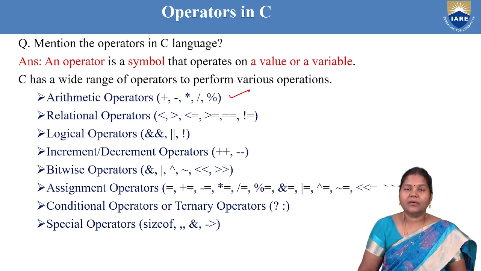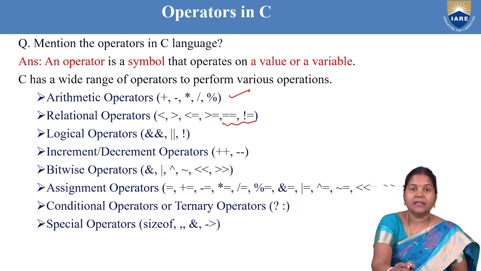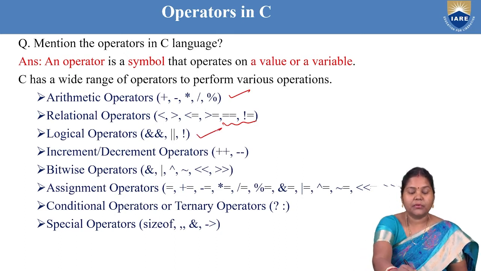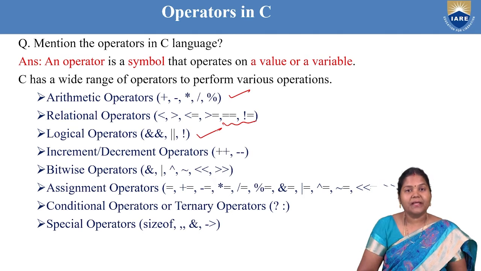The next category of operators is called relational operators: less than or equal to, greater than or equal to, double equals to and not equals to. You can also say double equals to and not equals to are called comparison operators. All of these operators are used for comparison, so relational operators are also known as comparison operators. Then the third category of operators is called logical operators. Logical AND, OR and NOT are supported for doing various logical operations, following the truth table.